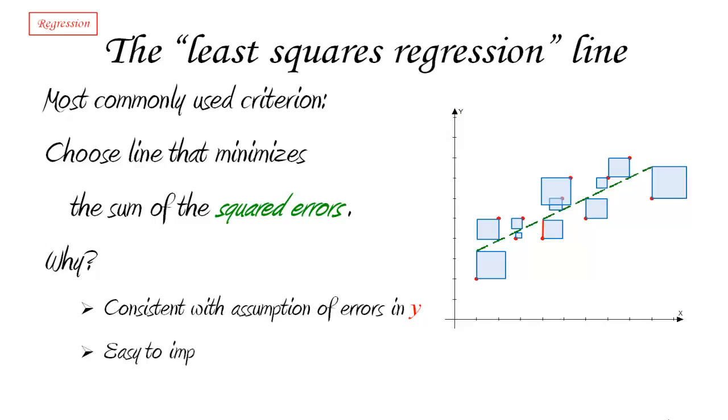And secondly, as I said, believe it or not, it's easy to implement numerically. This may look like a really complicated problem. How am I going to choose out of every possible line the one that minimizes that? Well, it turns out number crunchingly, if that's a word, it is fairly easy.